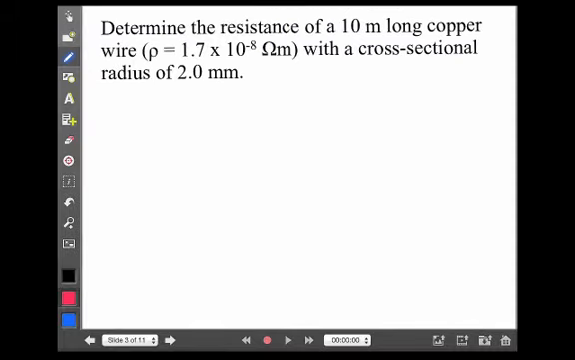So let's look at an example. I want to determine the resistance of a 10-meter long copper wire. Copper's resistivity, if we were to look it up, is 1.7 times 10 to the minus 8 ohm meters, with a cross-sectional radius of 2 millimeters. Now, radius, why did I give you that? Well, again, resistance is given by rho L, all divided by A, area.